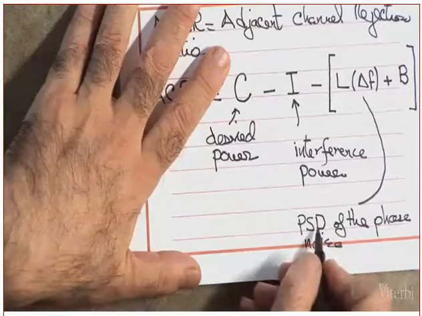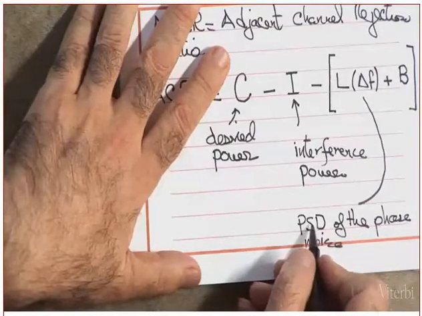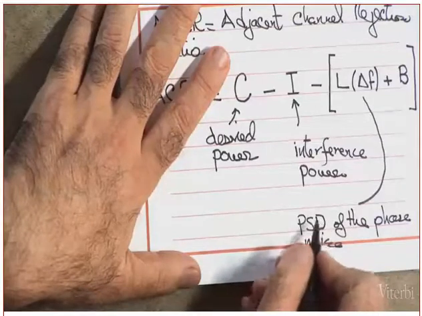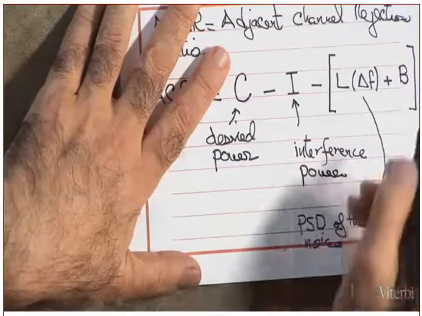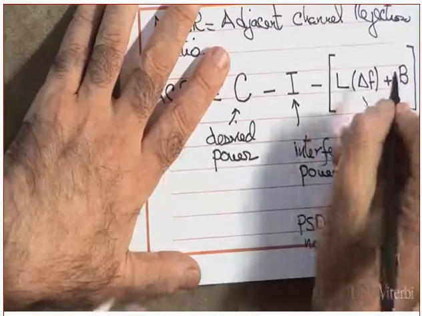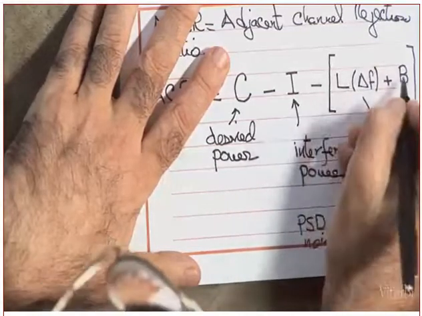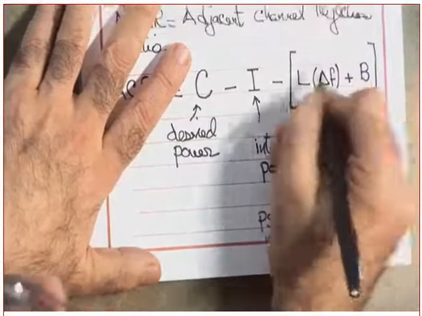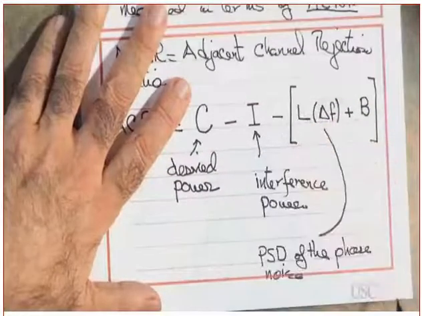PSD stands for power spectral density. What are the units of PSD? Watts per hertz. When you multiply with hertz, remember this is in dB, which is the bandwidth, I'll explain that to you. What do you get? You get power. Did you get this or not?